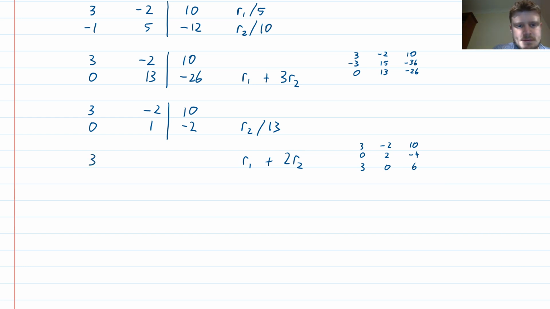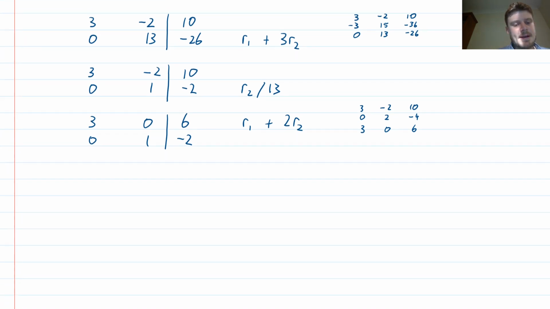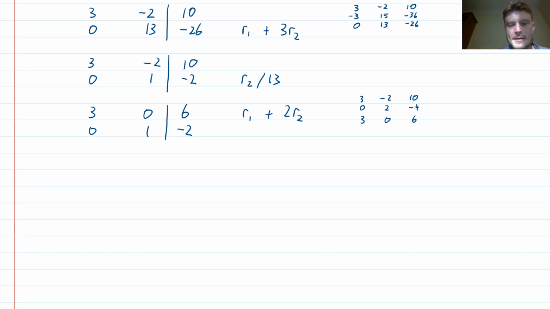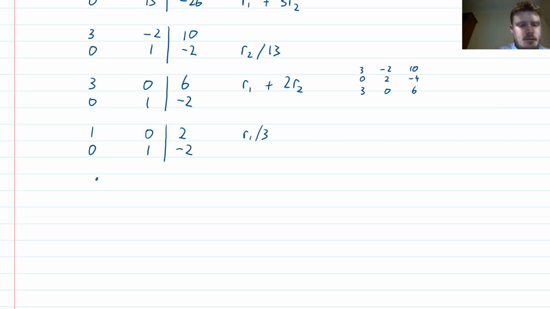So I'll copy those numbers, 3, 0, 6, and the bottom row can stay as it is because that one's fully solved. And then my final step, I need to get a 1 in the diagonal. So to get a 1 in the diagonal, divide by 3. So row 1 divided by 3. That gives me 3 divided by 3 is 1, 0 divided by 3 is 0, 6 divided by 3 is 2. Bottom row stays the same. And so now I can read off here, therefore, I have fully solved my system. Therefore, I1, my first variable, is 2 amps. And I2, my second variable, is -2 amps.